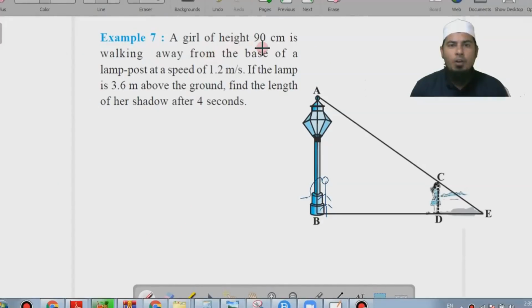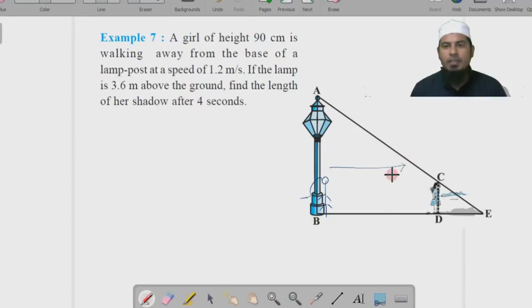A girl of height 90 cm is walking away from the base of a lamp post at a speed of 1.2 meters per second. It means the girl was standing here. She is moving to this side with a speed of 1.2 meters per second. So in 1 second she moves 1.2 meters. If the lamp is 3.6 meters, find the length of her shadow after 4 seconds.